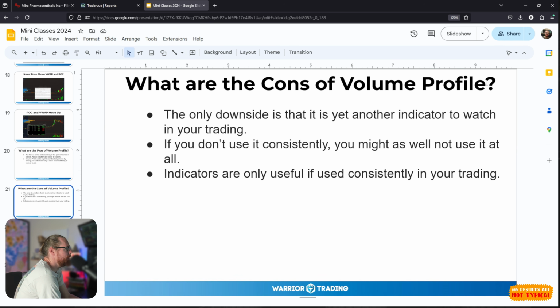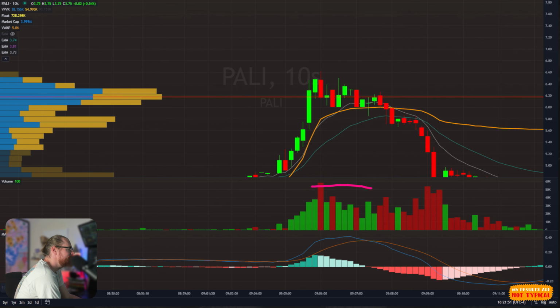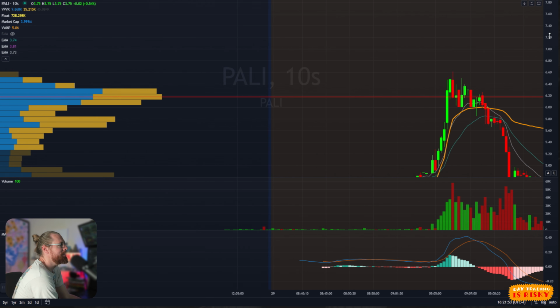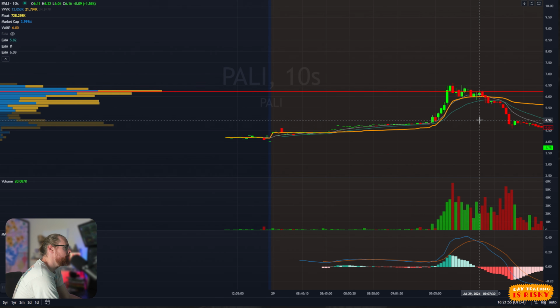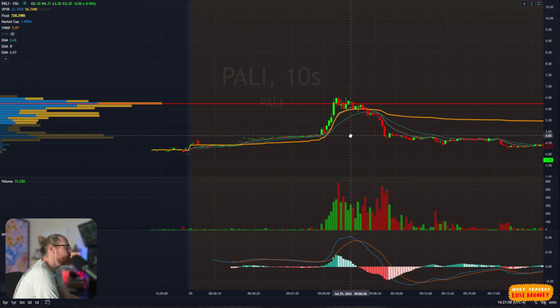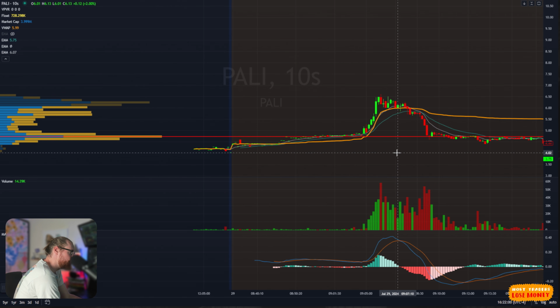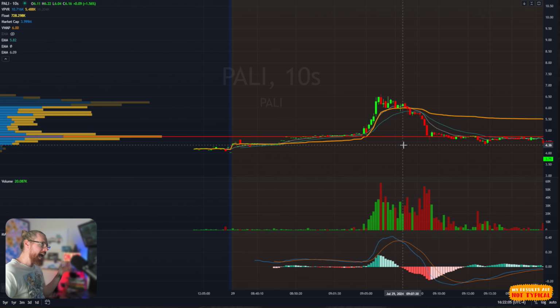Now, the cons of using volume profile, the only downside, in my opinion, is that it's yet another indicator to watch in your trading. And if you don't use indicators consistently, you might as well not use them at all, because they're really only useful if you're using them consistently in your trading. If you're using it on 1 out of every 10 trades, then you're mostly ignoring it. So the one time you use it, maybe it's not helpful, right? Just like anything else, there's no strategy that's right 100% of the time. There's no indicator that's right 100% of the time. So in totality, if you use it consistently, does it work?